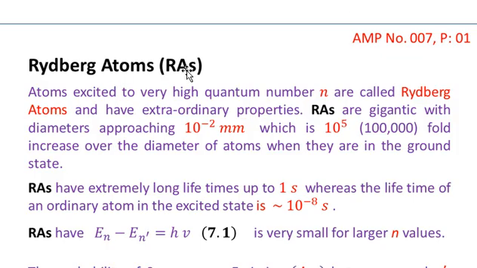Rydberg atoms, I shall abbreviate them as RAs. Atoms excited to very high quantum number n are called Rydberg atoms and have extraordinary properties. Rydberg atoms are gigantic with diameters approaching 10 to the power minus 2 millimeter, which is a 10 to the power 5, or 100,000 fold increase over the diameter of atoms in the ground state. So compared to the ground state, the Rydberg atoms have unusually large diameters, of the order of 10 to the power 5 times their diameter in the ground state.